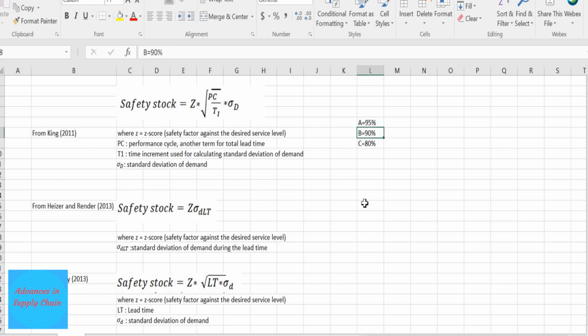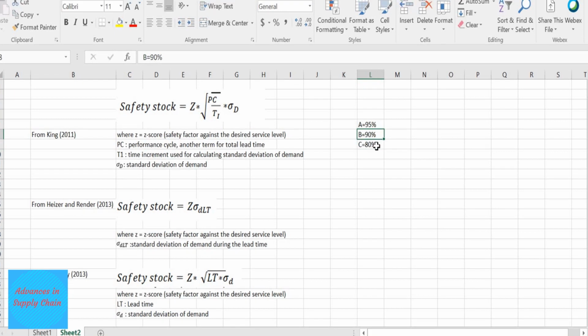Similarly for class B, I have put here 90% for class B service level. So in the Z table or normal table, I will pick a Z value against the 90% value, and I'll put it in this formula and calculate the safety stock for B items. Similarly, for C items, I have put 80% service level, and I will take the Z value from the normal table and then plug it in here and calculate the safety stock for all C items.